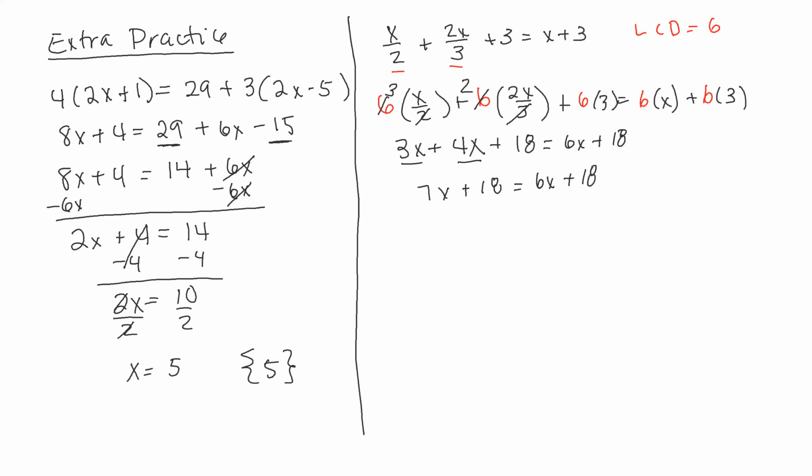I like to always start with isolating your variables, like get your variables together first, then worry about your constants. So I like to move to the left. So I'm going to move positive 6x to the left by subtracting it. So on the left, 7x minus 6x is just 1x. So I get 1x plus 18 equals, and then 6x minus 6x is 0. 0 plus 18 is 18.